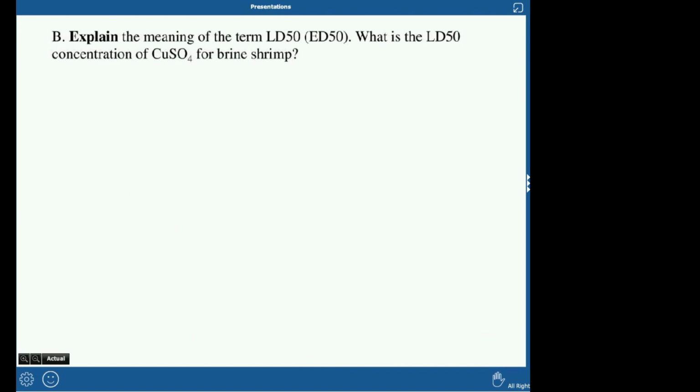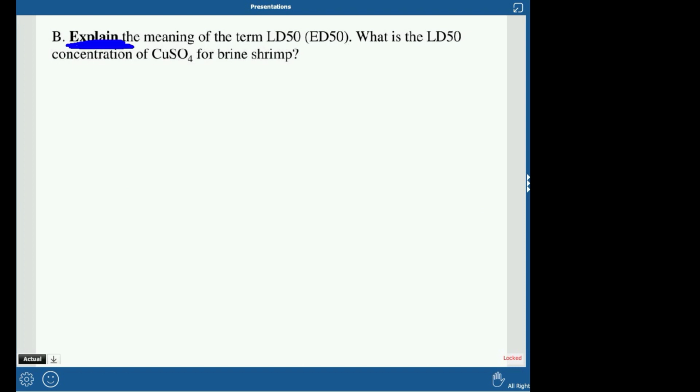Now, for this part of the question, let's say you didn't know how to do the graph. That graph was just confusing. It has all these weird lines. I don't know what to do with that. Let's go to part B. Maybe we can get some points here, right? It says explain the meaning of the term LD-50. What is the LD-50 concentration of CuSO4 for brine shrimp?